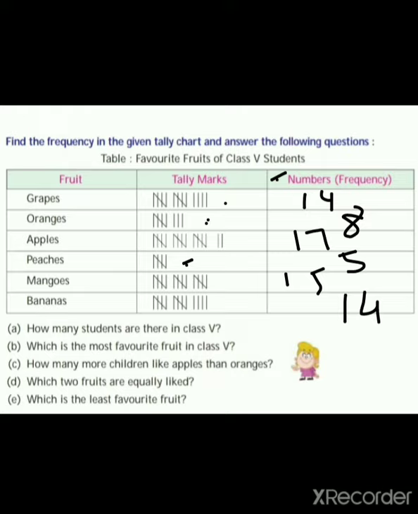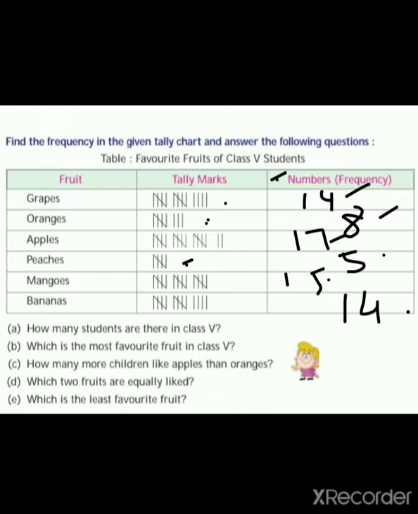Okay, now we have found the frequency of students who like different fruits. Now we will find the answers to the given questions one by one. How many students are there in class 5th? It means we have to find the total number of students. For the total number of students, we will add all these numbers and find the answer.